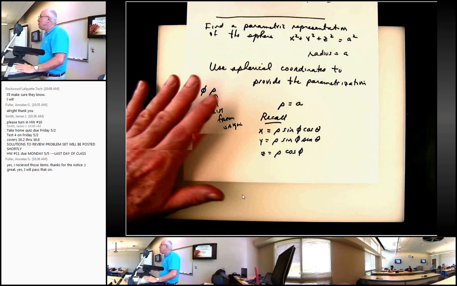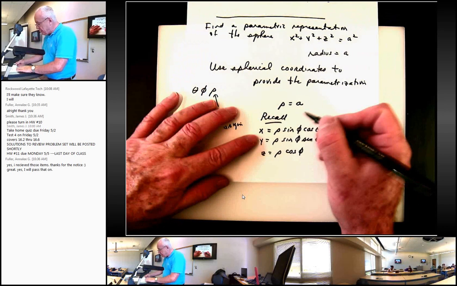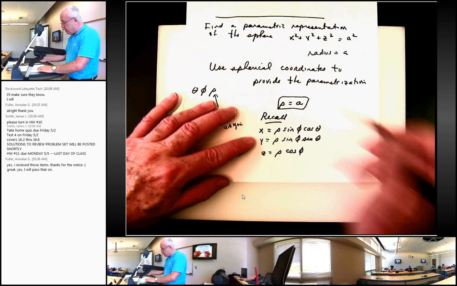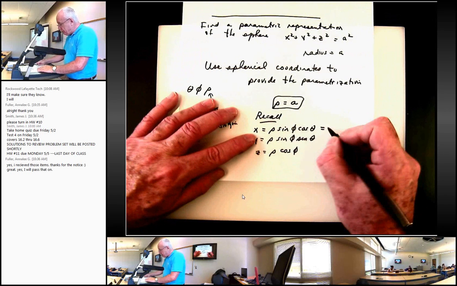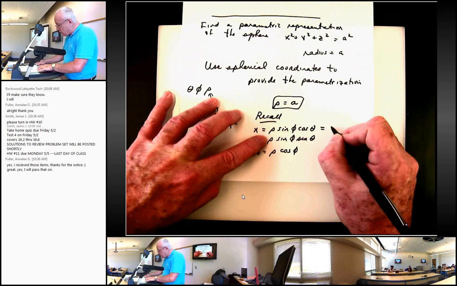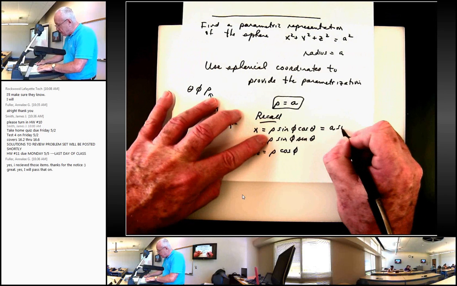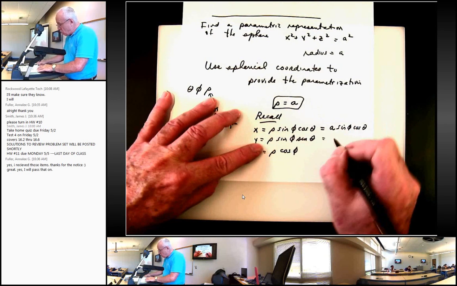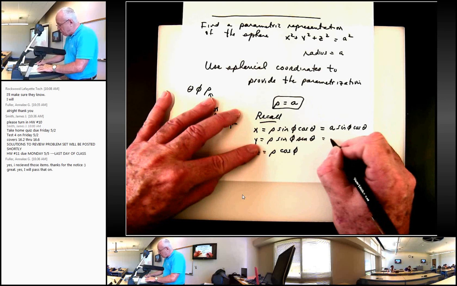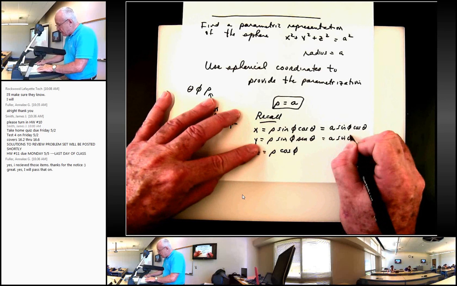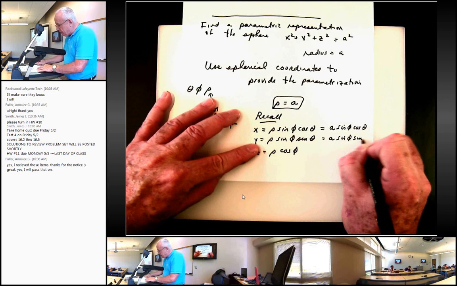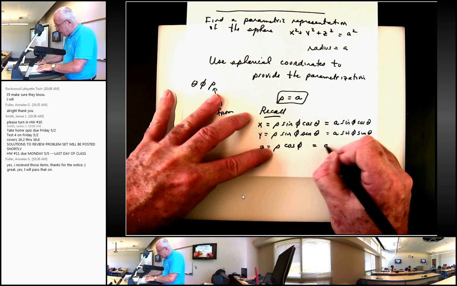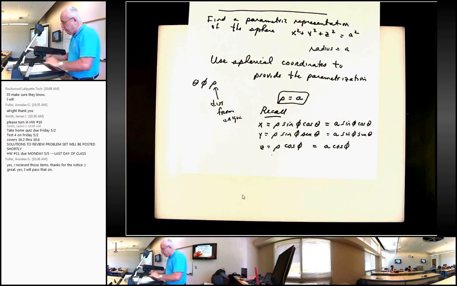Okay. So basically then, since rho is equal to the number A, my parameterization will be this. X will equal the number A, which is our radius, sine of phi, cosine of theta. Y, my parameterization for Y will be A times sine of phi, sine of theta. My parameterization for Z, instead of rho, I'll put A times the cosine of phi.